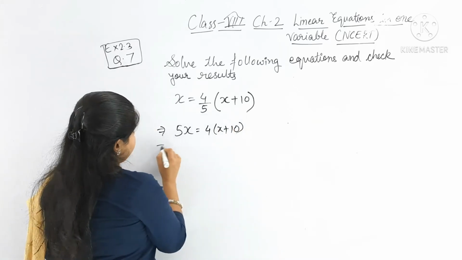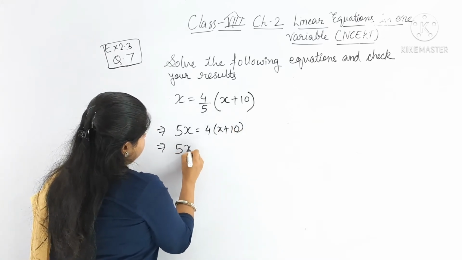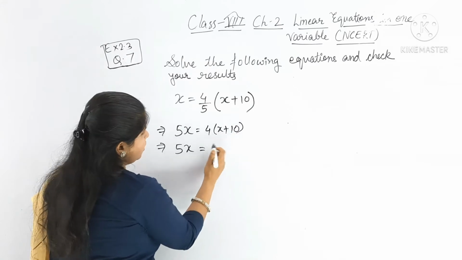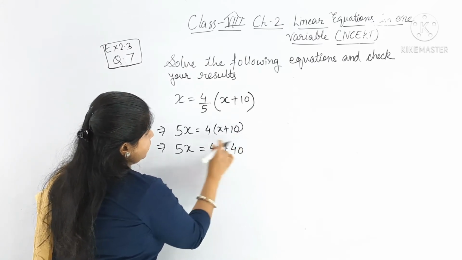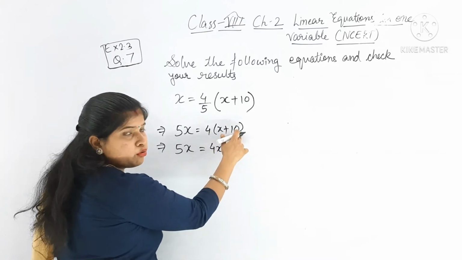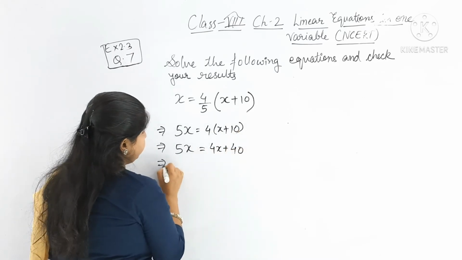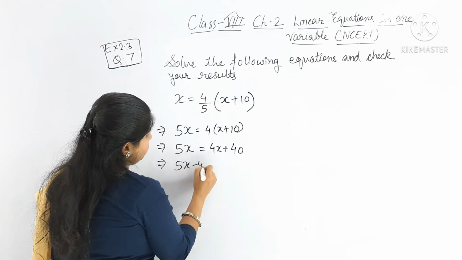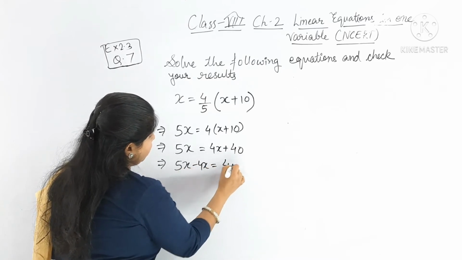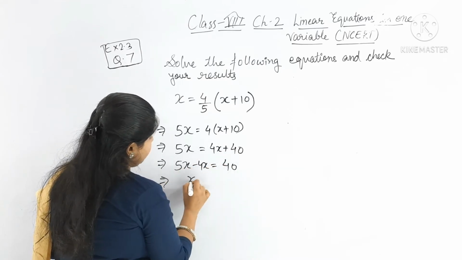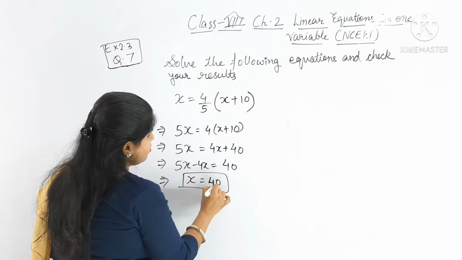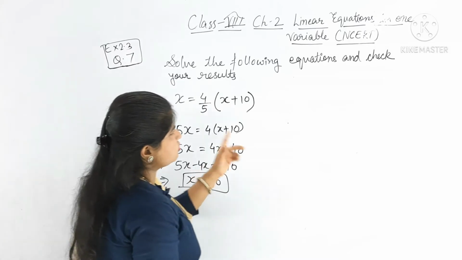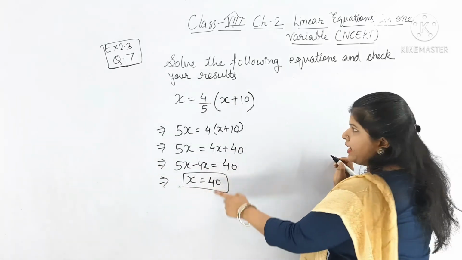Okay. So then we have to solve this part. That is 4x plus 4 tens are 40. One by one you have to multiply this. Okay. 5x minus 4x equal to 40. What I am getting here, x equal to 40. So this is your answer, but we have to check this result. This is correct or not.